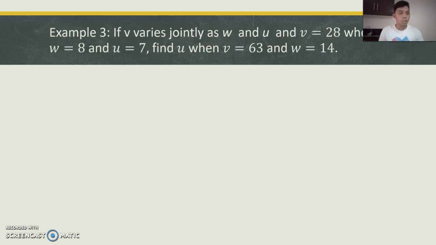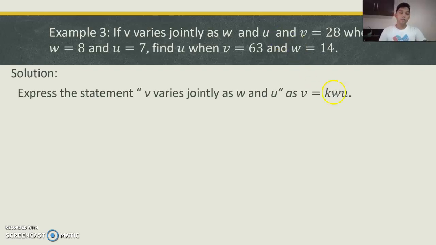But since the order here is V, W, U, what should be the translation? It's V is equal to kWU. Just follow that one. Although it won't matter, let's just follow the sequence here. So to solve for k again, we need to substitute the first set of values, which is V is equal to 28, 8 for W, 7 for U.